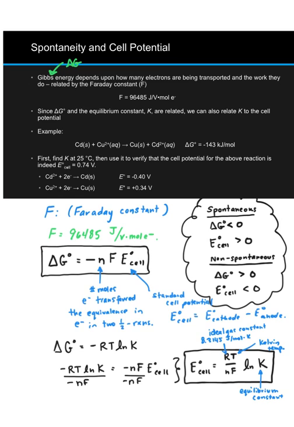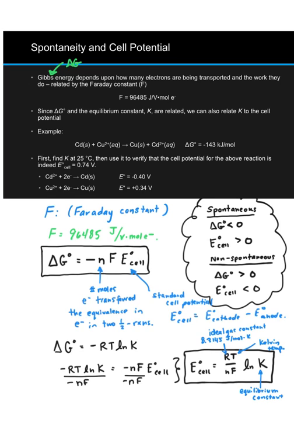The first thing that we're going to do is find the equilibrium constant for this reaction at 25 degrees Celsius. We should expect that the equilibrium constant for this reaction is much greater than 1, because when delta G is negative, this value K is large. Then we're going to verify from that equilibrium constant that the standard cell potential for this reaction is 0.74 volts.